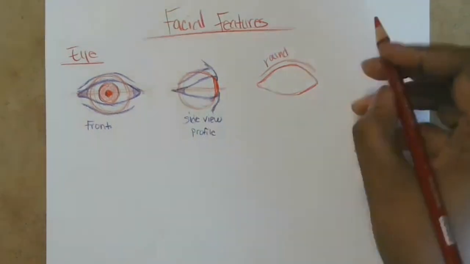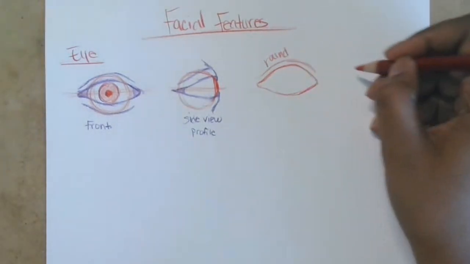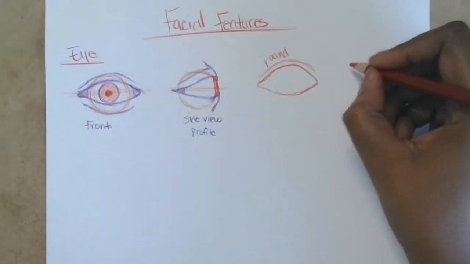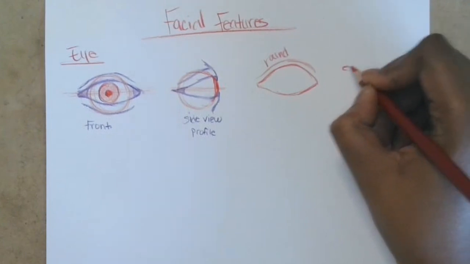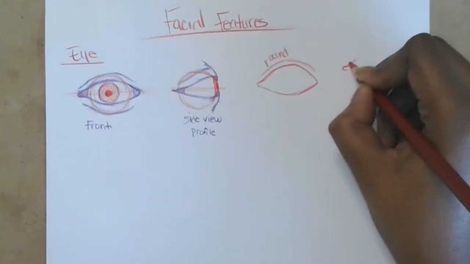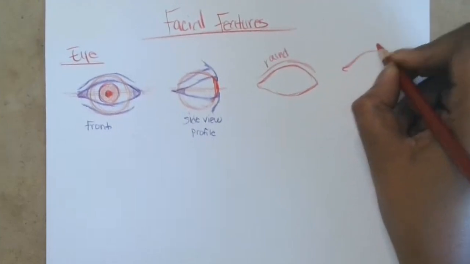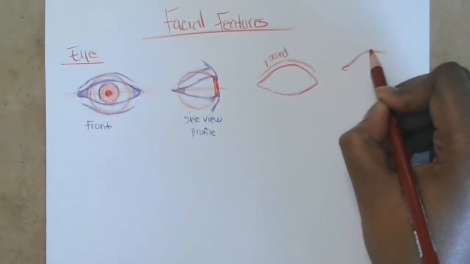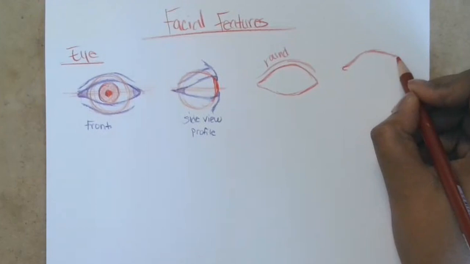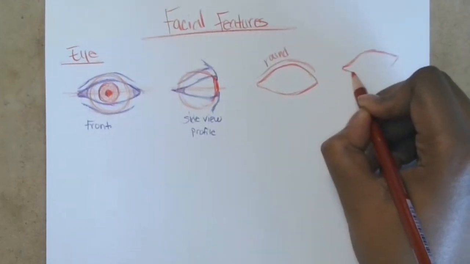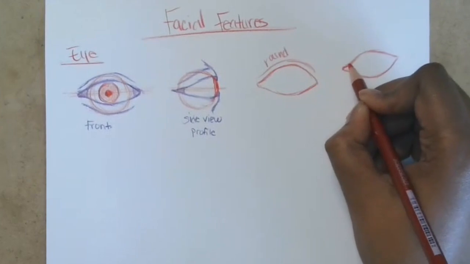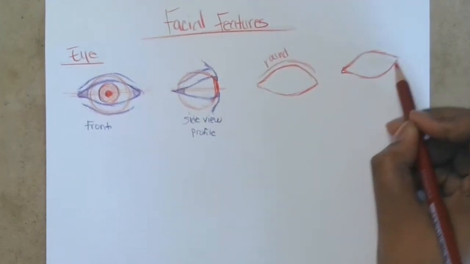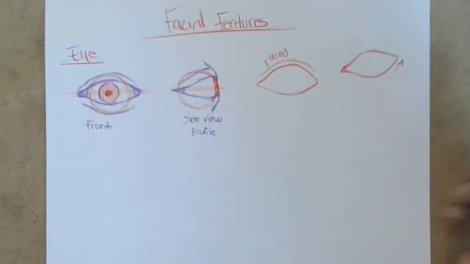Now you can draw an upturned eye. This is kind of what a cat eye look is. So you can start at the inner corner. It curves more at the top than it does at the bottom, and it has a sharper corner or point on the outer edge of the eye. So it's literally turned upward.